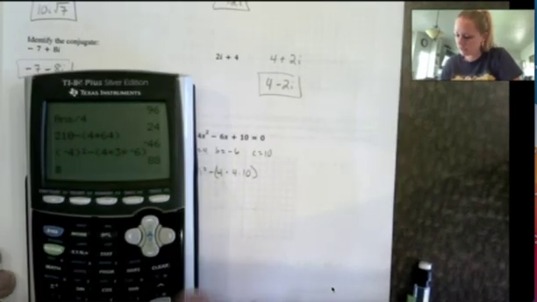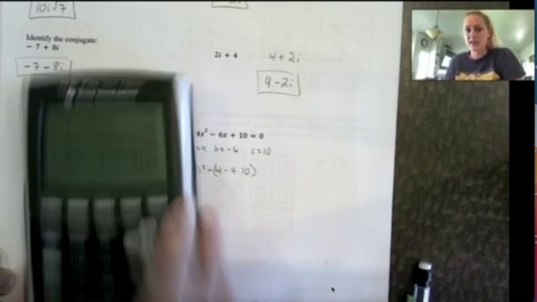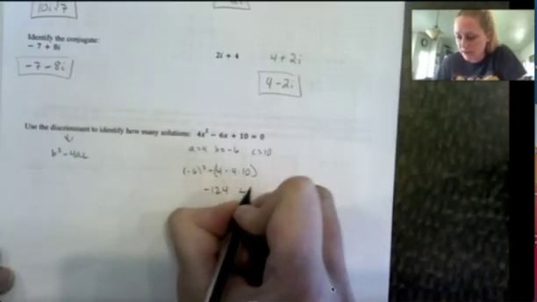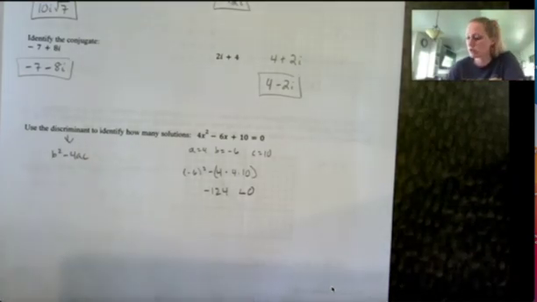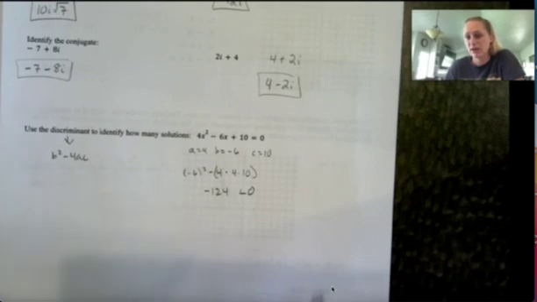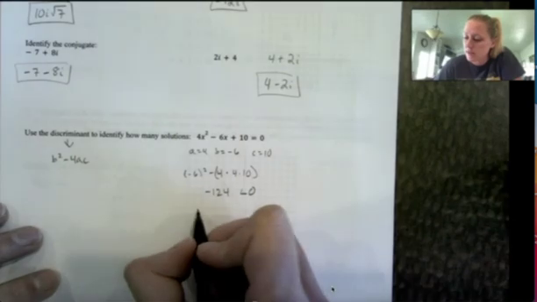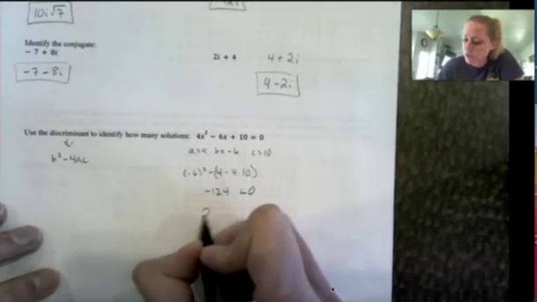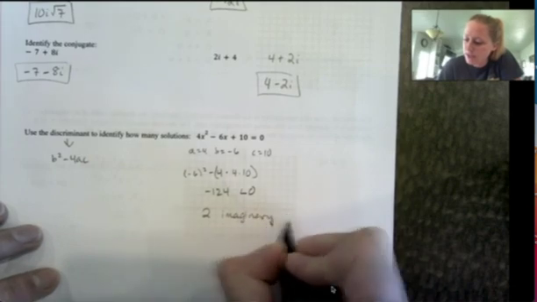So I have negative 6 squared minus 4 times 4 times 10. I get negative 124. Which is obviously negative, less than 0. So remember, this isn't asking me to solve, it's just asking how many solutions. So if we get a negative value, this is no real solutions, but we're actually going to be more specific. Because it's a negative, we're going to have 2 imaginary solutions.